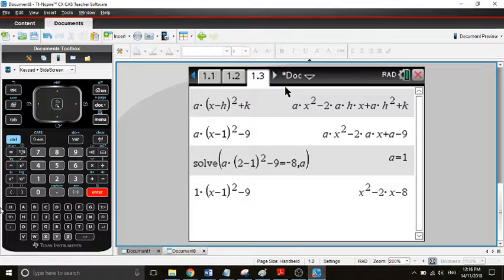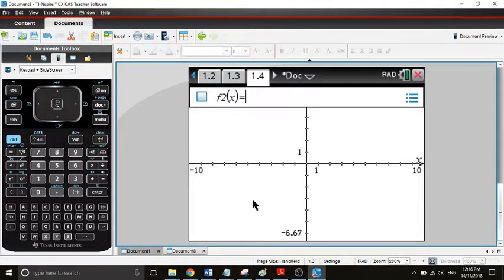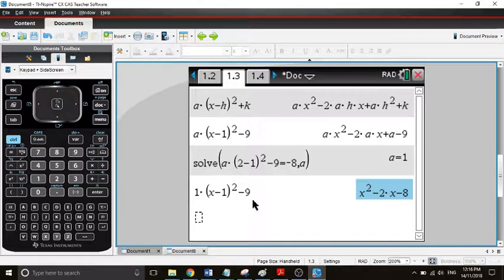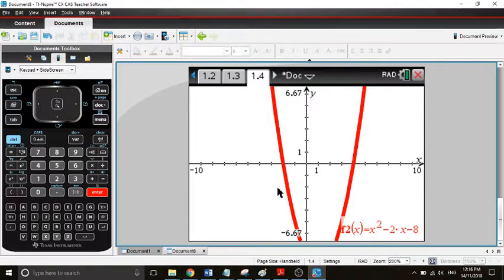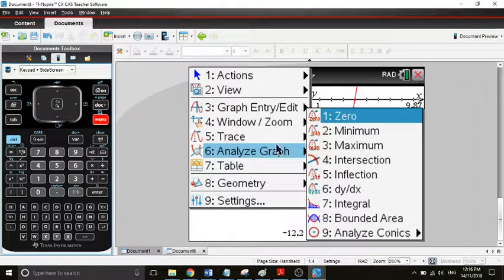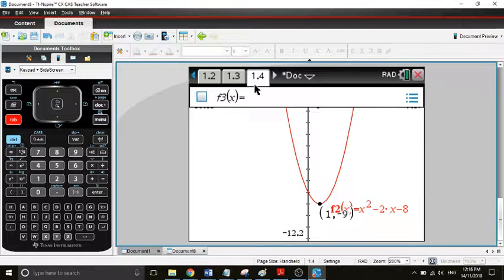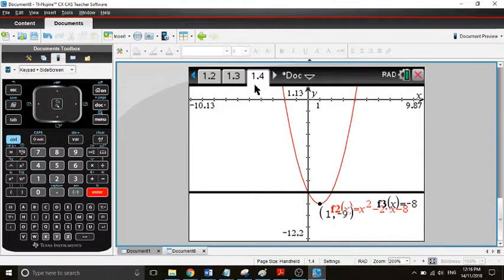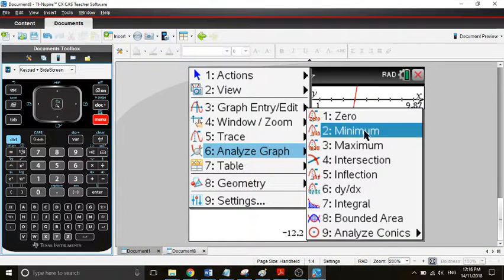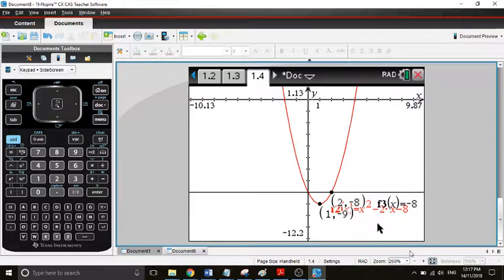And then we'll graph that. So home, graph, go back to the other one. Copy that. Paste it. And we'll just check to make sure we've got the right information. Menu, analyze graph. We're looking for a minimum here. It's at 1 and negative 9. We also know that if we draw a negative 8, we should intersect here at 2 and negative 8. We'll check that as well. Intersection. And then we have 2 and negative 8. So that's the way we go about finding that.